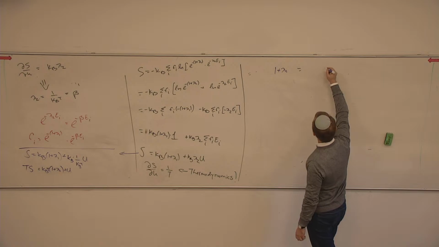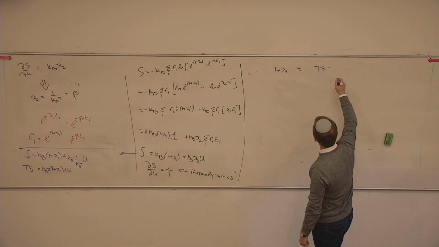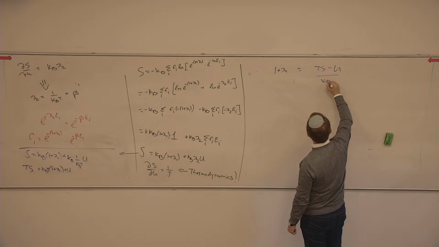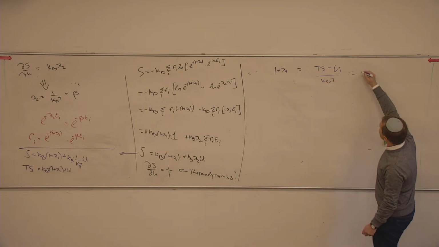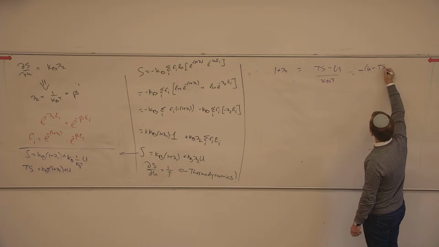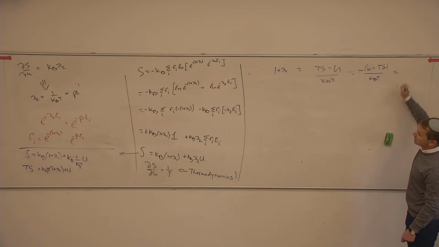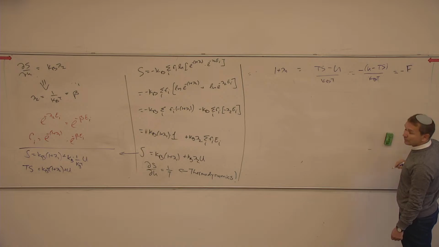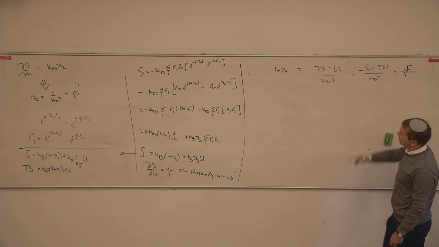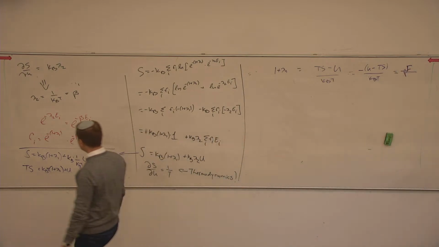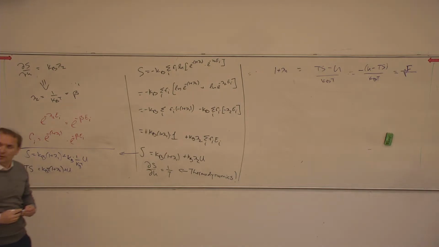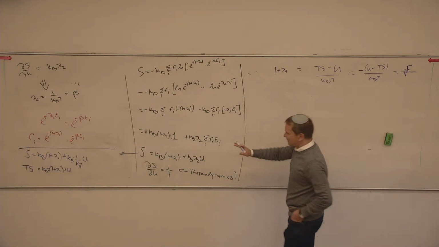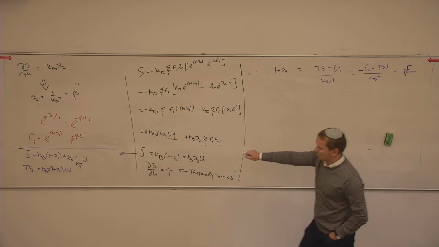It is Ts minus U divided by k Boltzmann T. Let's rewrite it as minus U minus Ts divided by k Boltzmann T, which is minus F divided by k Boltzmann T, or beta F. So you see, very nice thing. Let's put everything now inside our expression over here.